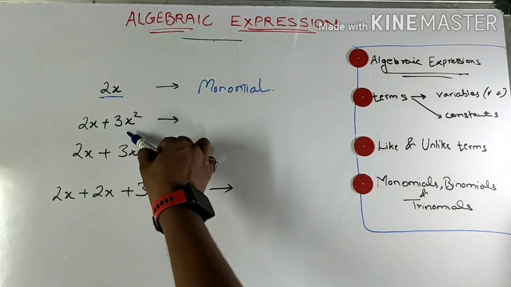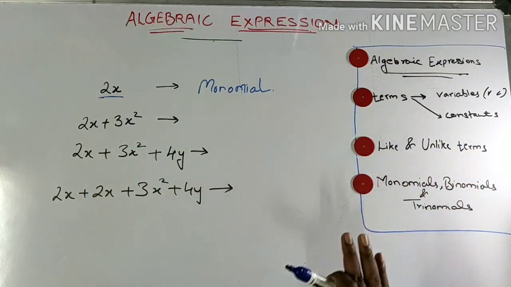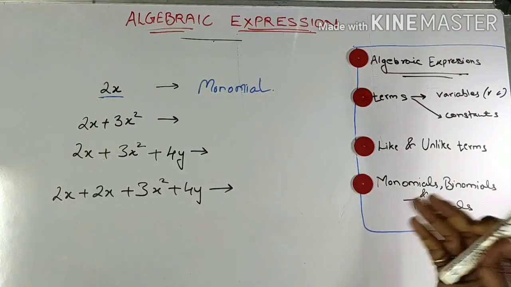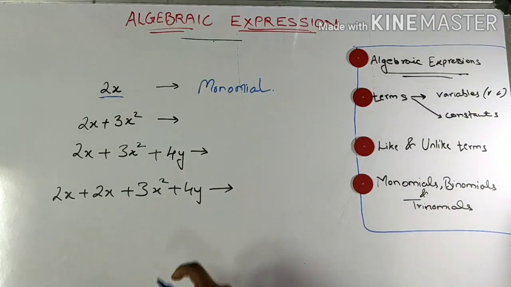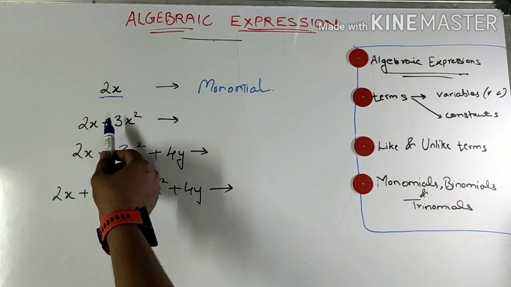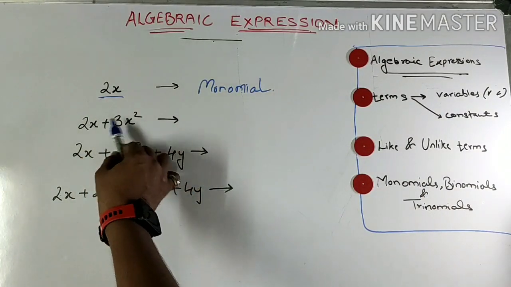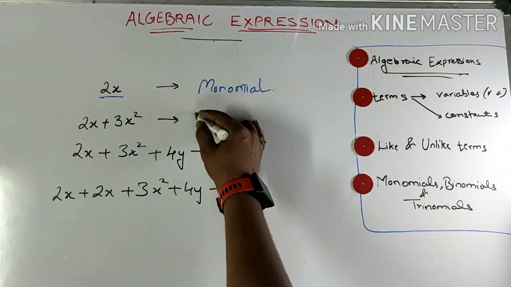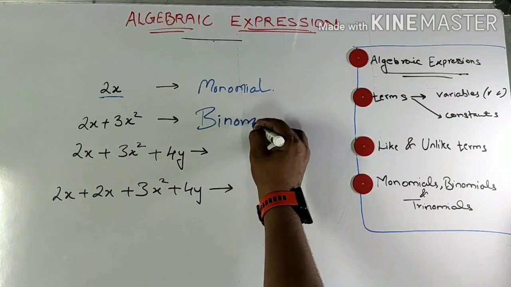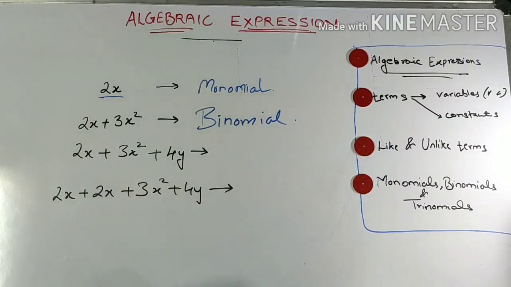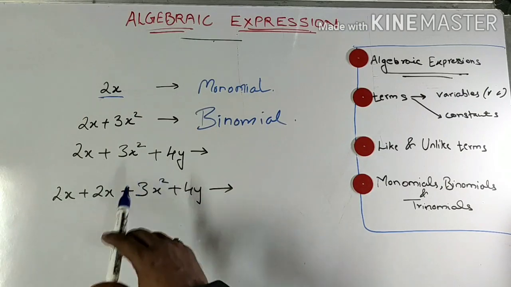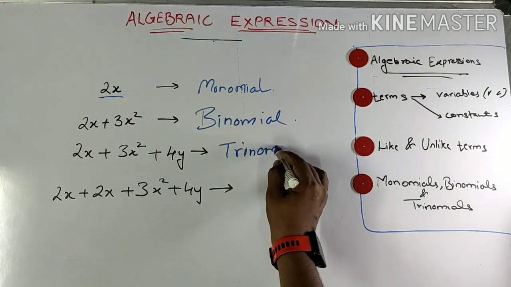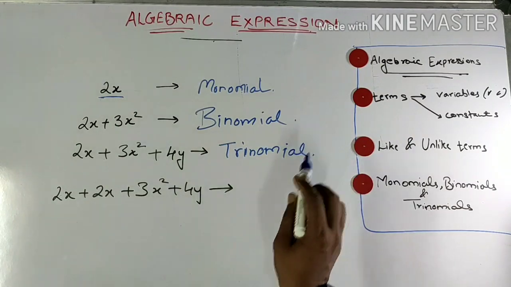Here we add one more term to it, or you may subtract it also. There is no hard and fast rule that you are supposed to add only. You can have another term added or subtracted from it. So I have written 2x plus 3x square. Since these two are unlike terms and they are separated by a plus sign, they have two terms. So this expression is a binomial. Next one, 2x plus 3x square plus 4y, is a trinomial because it has three terms.